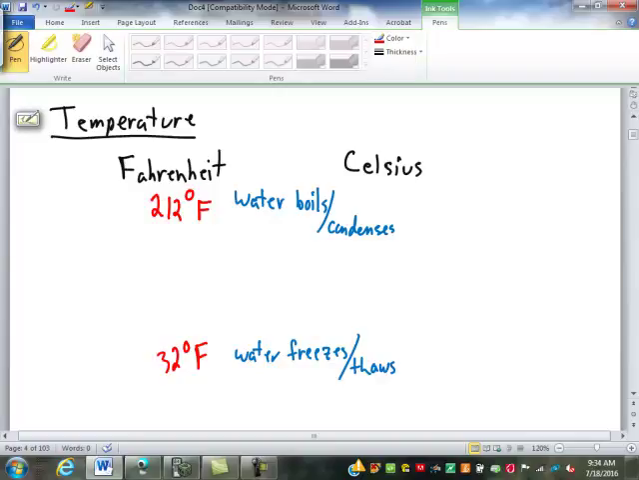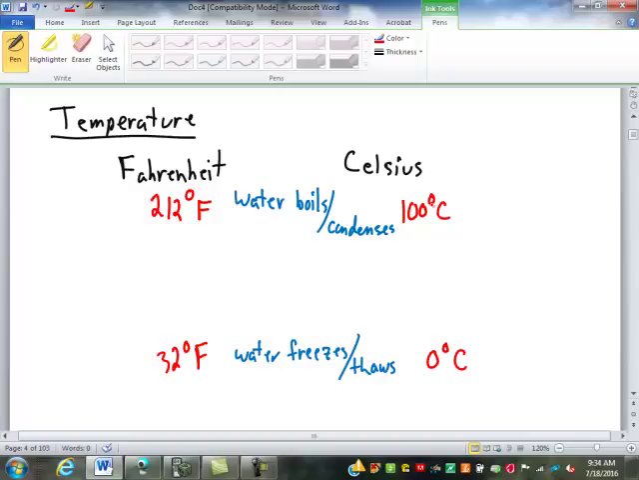On the Celsius scale, what temperature does water freeze? Zero degrees Celsius, water will freeze, ice will thaw. Anybody know what temperature water boils at? There you go. 100 degrees Celsius is where water boils in the Celsius scale. So you can see it's a little bit simpler in the metric scale there, 0 and 100.